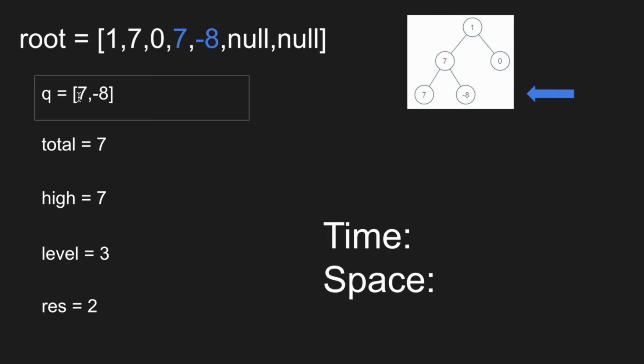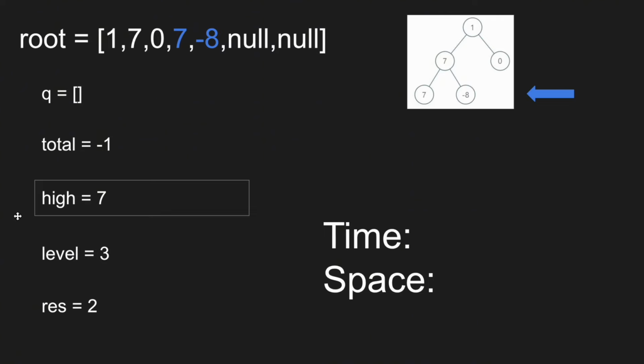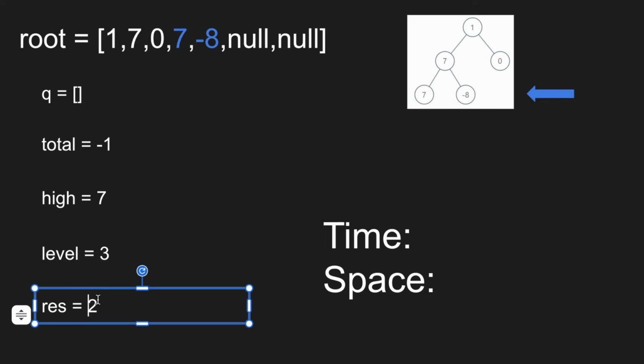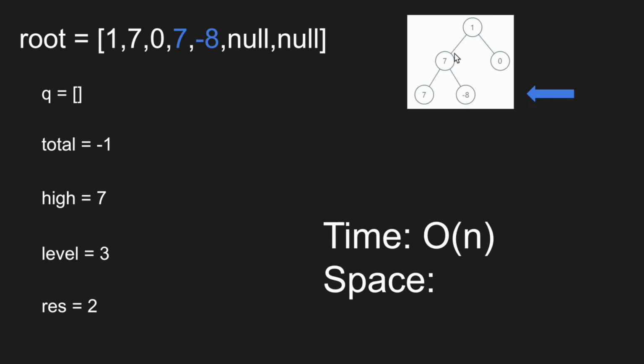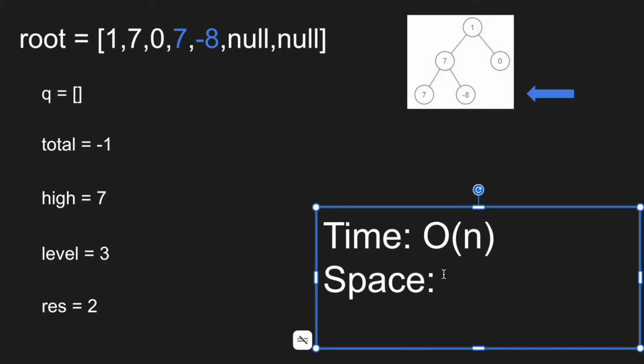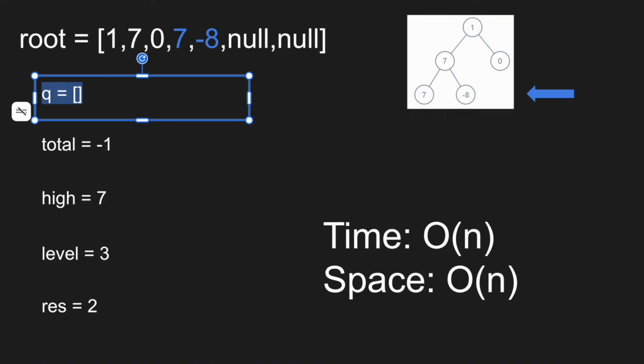In the last level, 7 plus negative 8 would be negative 1, and it doesn't have children, so we just need to pop these two. Negative 1 is not greater than 7, so we don't need to update the result. And now that we have come to the end, we can return level 2 as our result. So time complexity would be O of n, where n is the number of nodes, because that is the number of nodes that we will iterate through. And the space complexity will also be O of n, because this queue right here can take up to n space. So now let's get to the coding part.